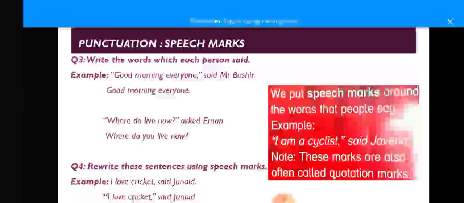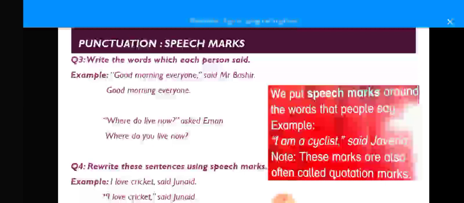Question number 3. Write the words which each person said. For example, "Good morning everyone," said Mr. Bashir. Now what has Mr. Bashir said? Mr. Bashir has said good morning everyone. So we have put punctuation marks around it. Now we have to rewrite only that part which is within the punctuation marks. Second is, "Where do you live now?" asked Iman. So our question is, where do you live now? We will rewrite that sentence which is written within the punctuation marks.